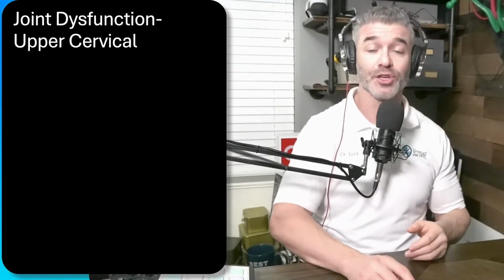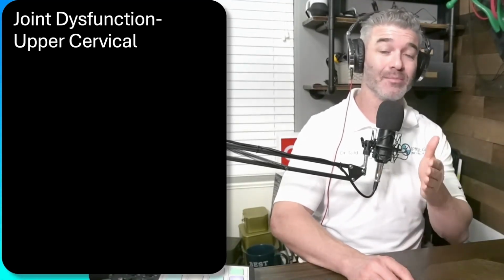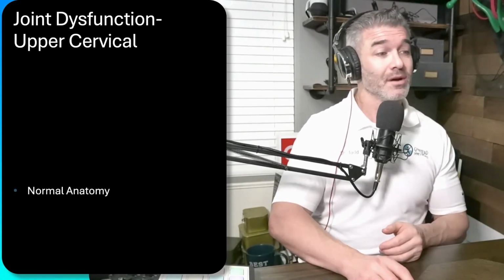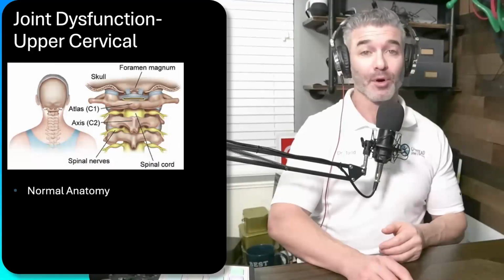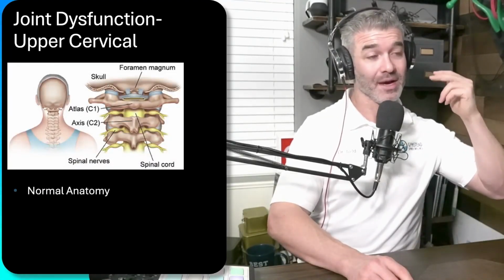Dr. Todd from Gonstead Spine and Wellness, located here in Meridian, Idaho. We are continuing this series talking about joint dysfunction in the upper cervical spine so you can get to the bottom of your neck pain. Let's talk about the normal anatomy in the upper neck. So that's way at the top in the picture here.